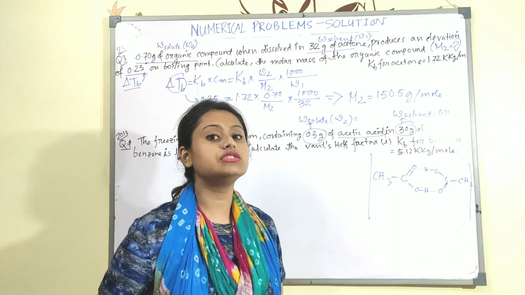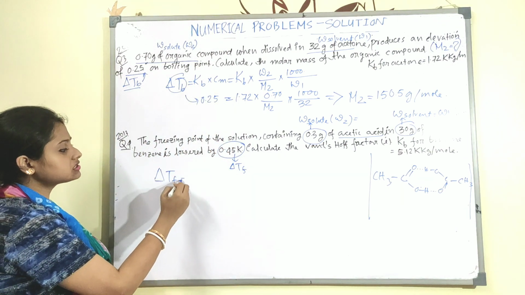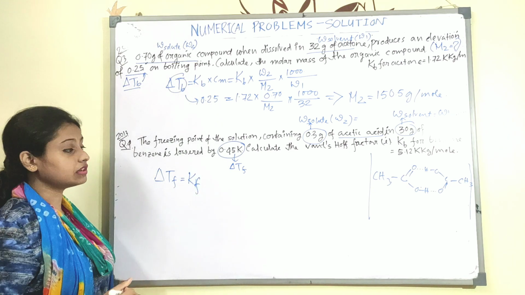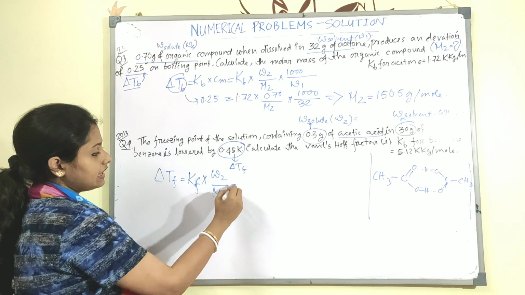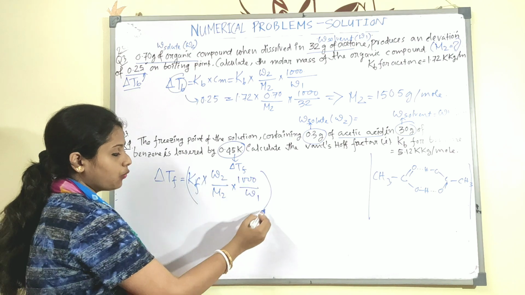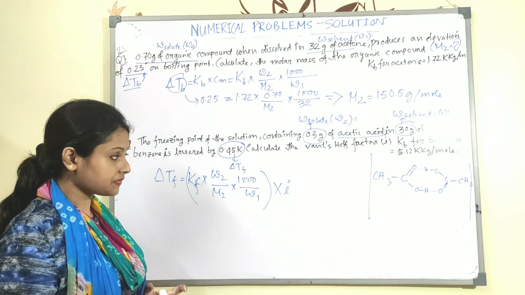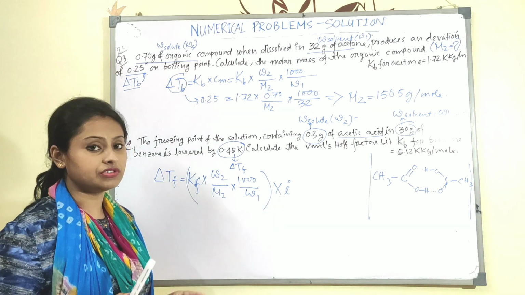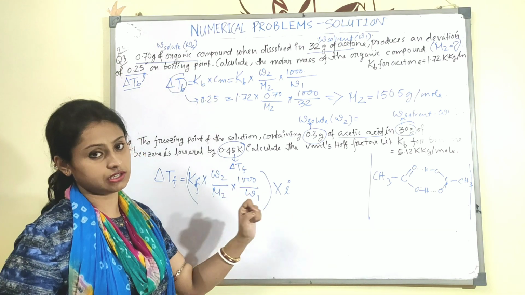So, Van 't Hoff factor we need to calculate. All the data are given. So, again we need to just put the values. It will be for delta TF we are calculating. So, it will be KF into, again, W2 by M2 into 1000 by W1. And what is the extra factor over here? That is the Van 't Hoff factor, which will determine the amount of deviation of this real solution from the ideal solution.